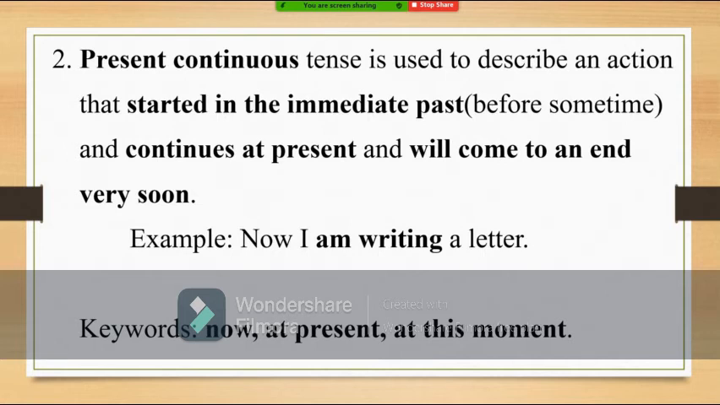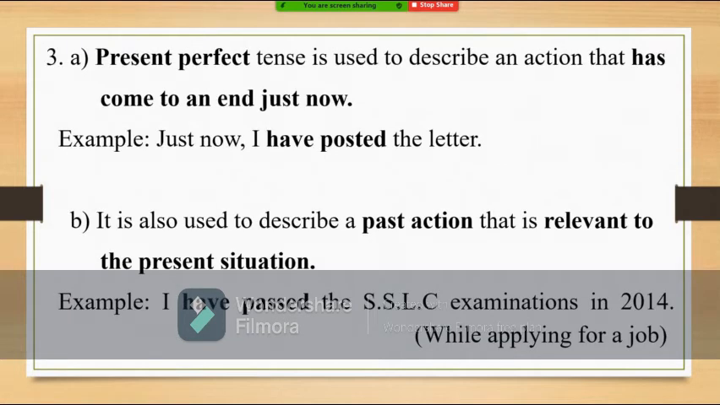And the third one is present perfect. Present perfect tense is used to describe an action that has come to an end just now. Just now I have posted the letter. That means the action has come to an end only just now. And for any past action which is relevant to the present situation, or which is given more importance because it is relevant or important to the present situation, in such situations, you can use present perfect tense.